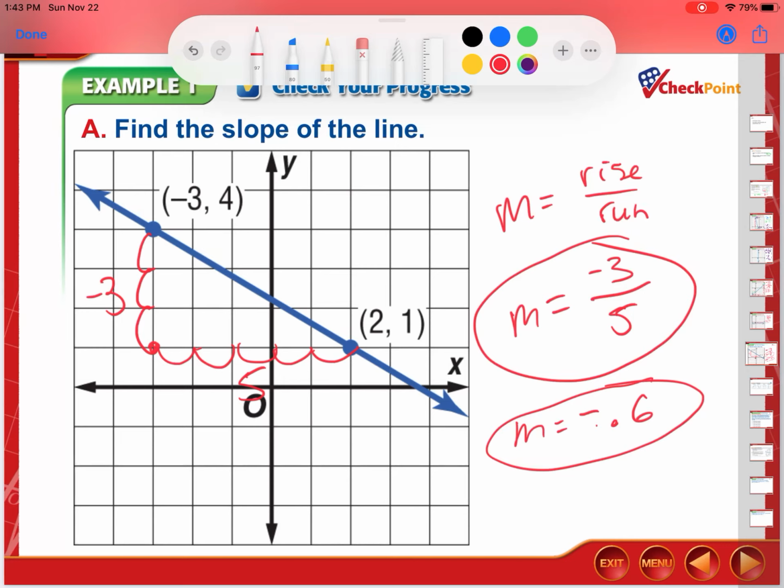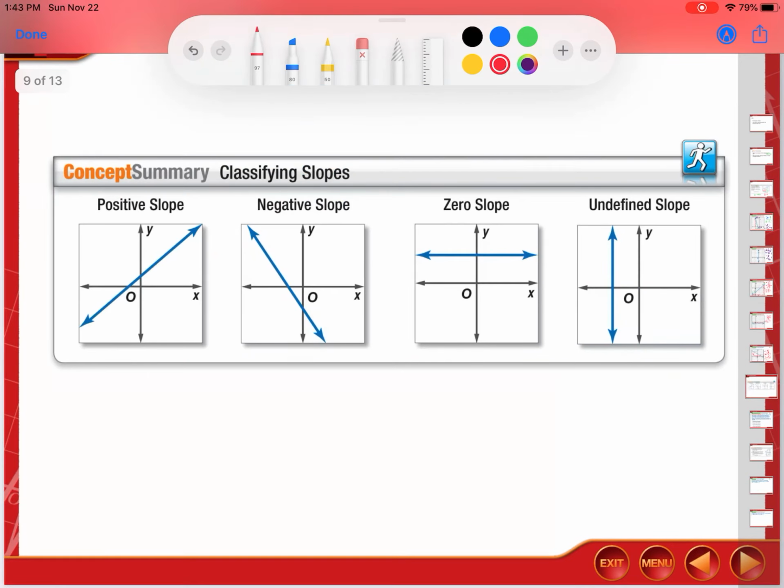Personally, I like to leave it as a fraction because when we're working with graphs, we can actually just count it. Instead of saying every one square we go right, we have to go up 0.6, we can say every 5 to the right, we go down 3. That's just my personal preference, but you can write it either way, and that's perfectly fine.